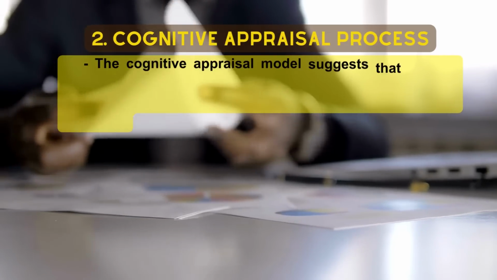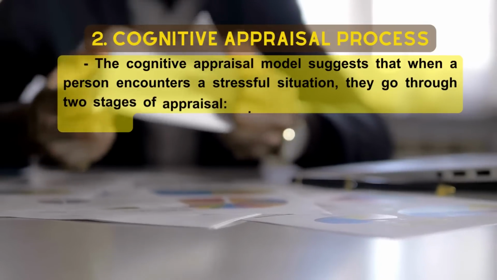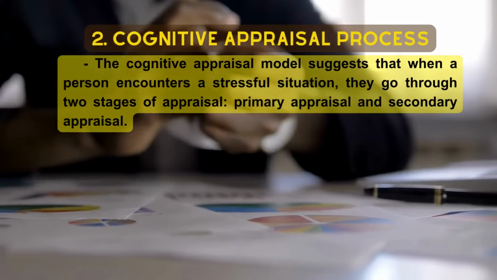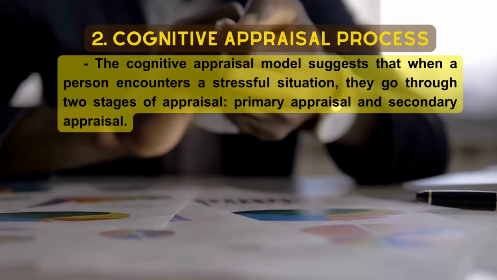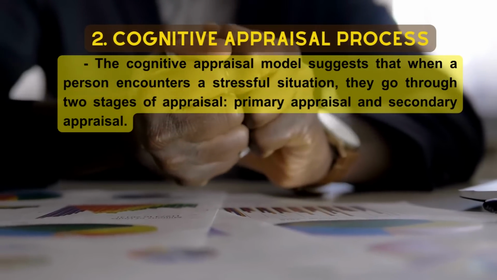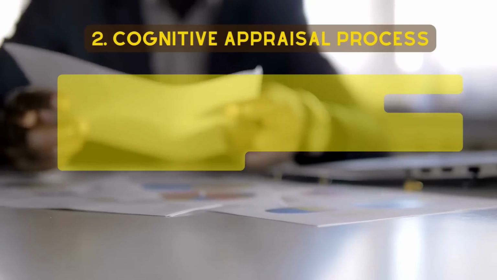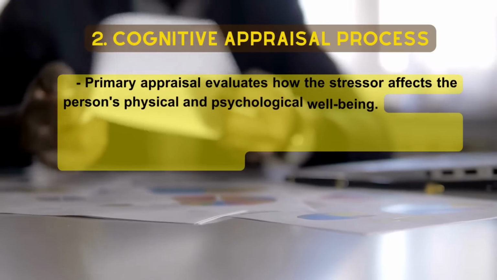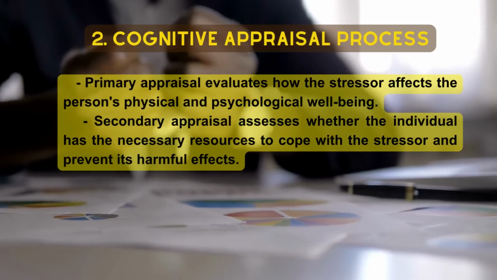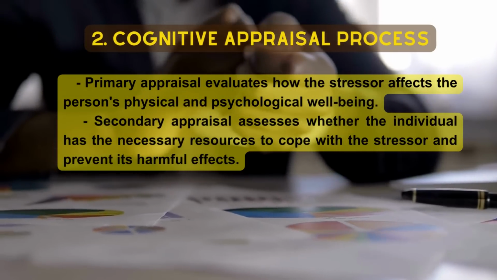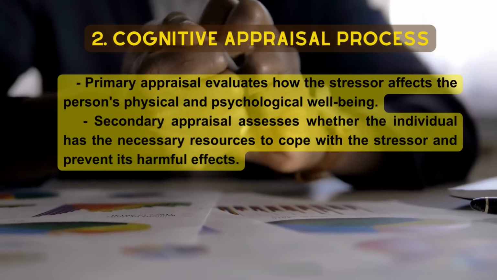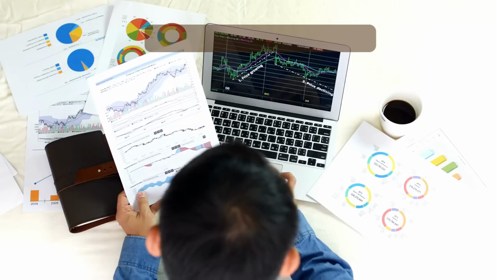2. Cognitive appraisal process. The cognitive appraisal model suggests that when a person encounters a stressful situation, they go through 2 stages of appraisal: primary appraisal and secondary appraisal. Primary appraisal evaluates how the stressor affects the person's physical and psychological well-being. Secondary appraisal assesses whether the individual has the necessary resources to cope with the stressor and prevent its harmful effects.